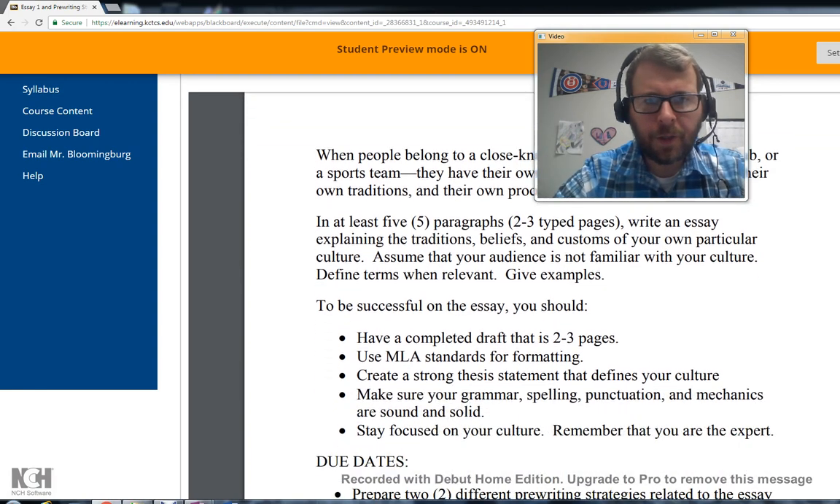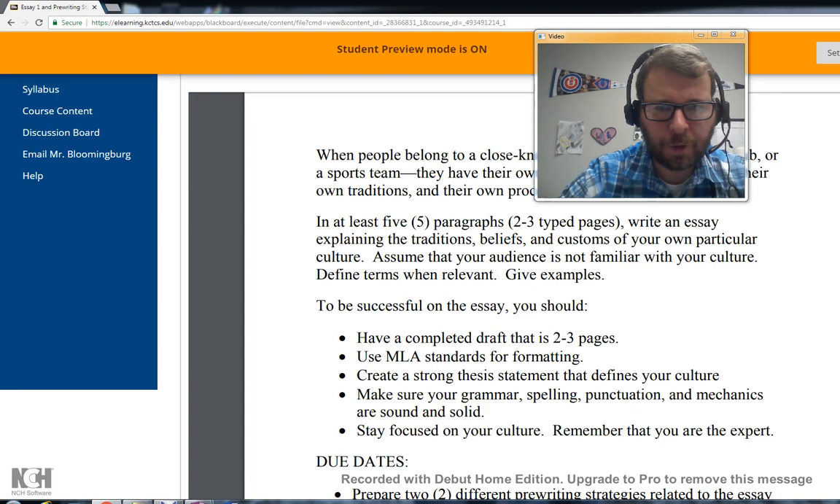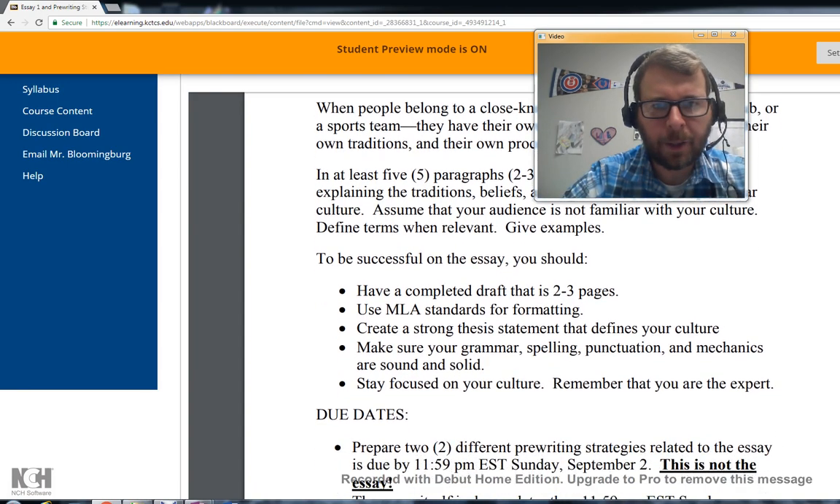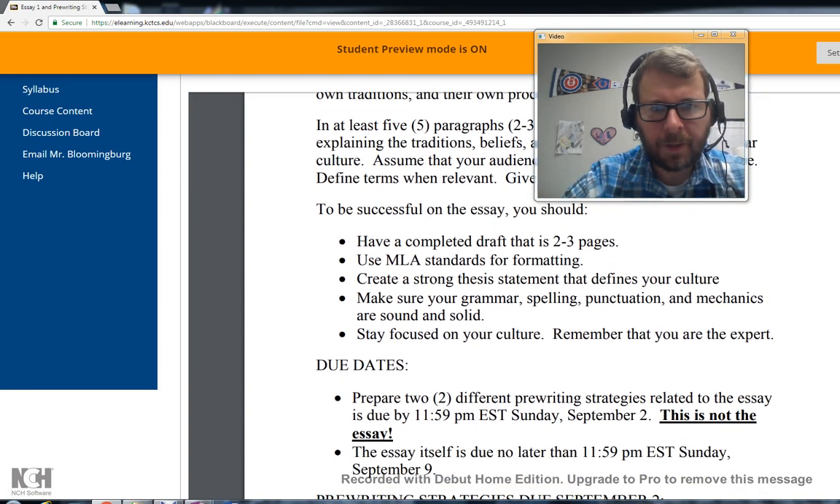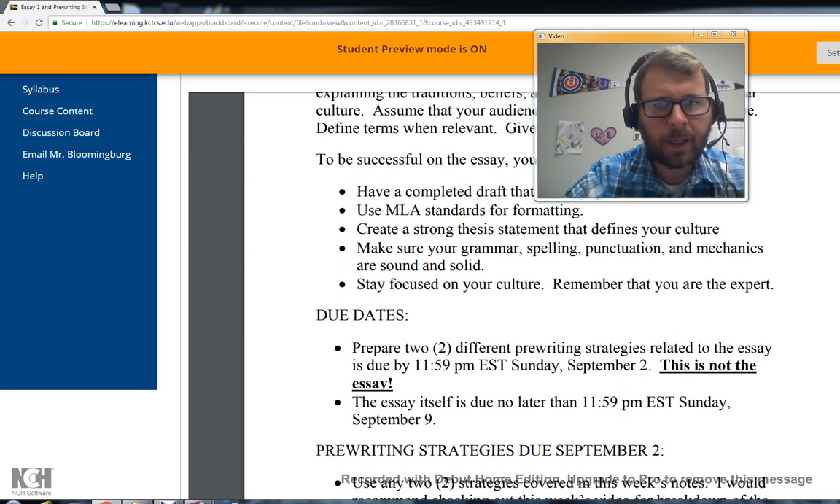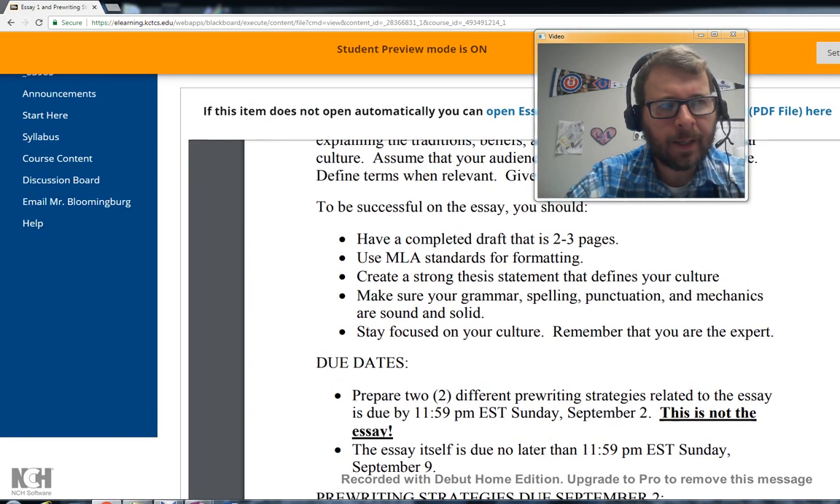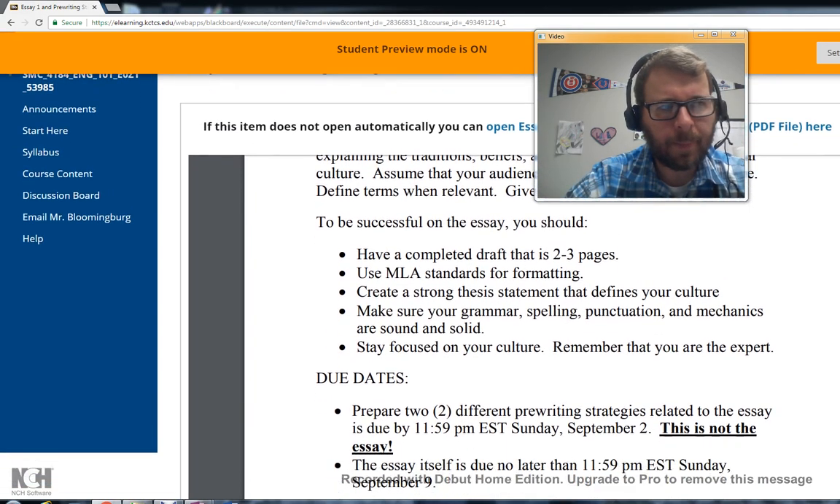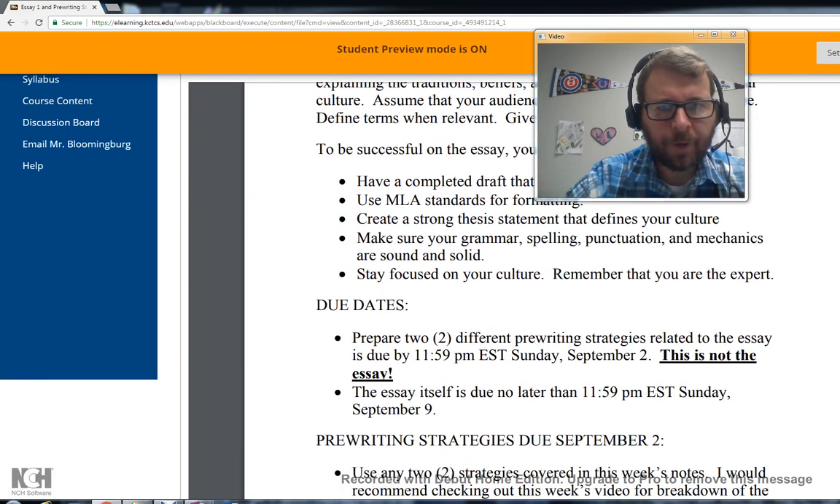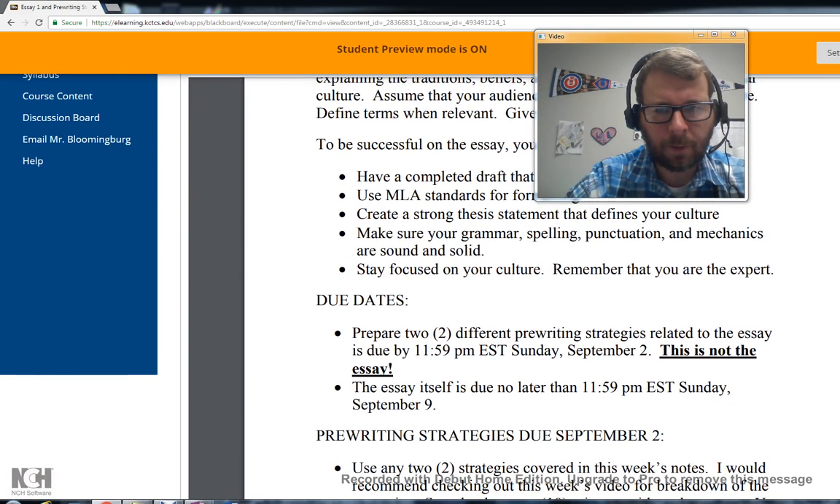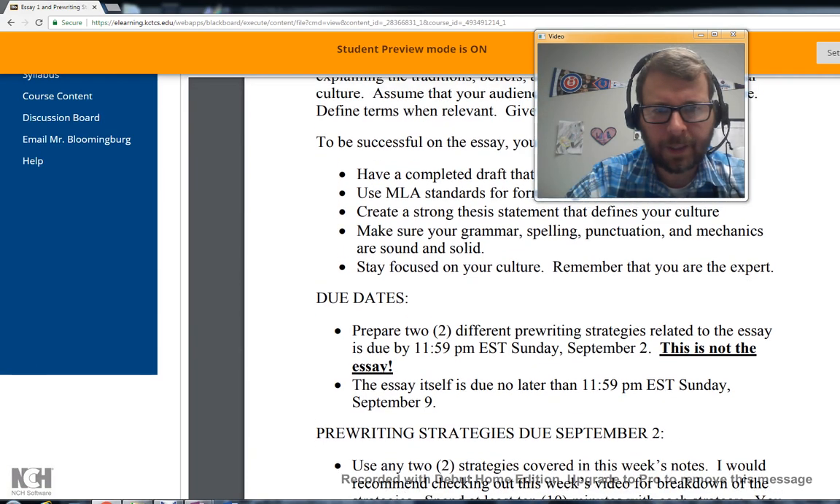So what you're going to do is in a 5-paragraph, 2 to 3 pages typed essay, explain the traditions, beliefs, and customs of your own culture. Assume that your audience is not familiar with it. Define terms when relevant. And I put some things for you to keep in mind to be successful. 2 to 3 pages in total. Use MLA standards for formatting. You'll find some information about that, and I'll keep you updated about that as well. If you're in my 100 class, we've been covering that a little bit, but I'll explain that to you in more detail.